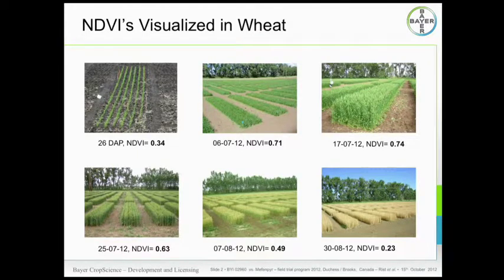Flag leaf is now out. You have maximum canopy development. And from there, you start to get a reduction in NDVI as you have senescence. Initially, it's just some of the lower or mid leaves in the canopy. Eventually, at full maturity, you have very low NDVI again, but that correlates very closely with the green matter, or lack thereof in this case, at or near full maturity.